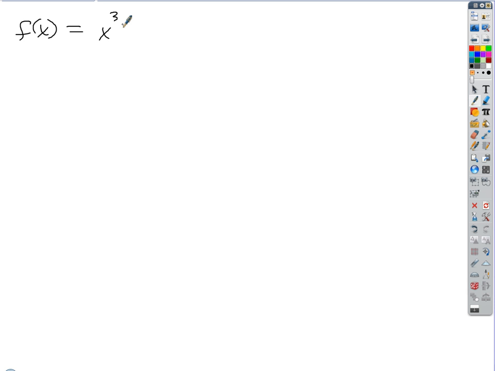X cubed times. Something like that. Yeah, that was one of them. Okay, so there's something like that. Okay, so what about this?